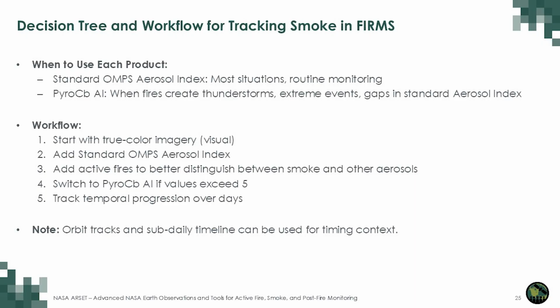And then just by way of recap, I think FIRMS is particularly useful for monitoring and tracking smoke by starting with the true color imagery to give you a visual overview of smoke, potential smoke and aerosols. And then you can add in the OMPS aerosol index. And then I recommend that you add in the active fires to better distinguish between smoke and other forms of aerosols, and then switch to the Pyro-CB aerosol index if values exceed 5, and then use the temporal progression to track the fires over a number of days. And you can also use the orbit tracks and subdaily timeline for adding additional time context.